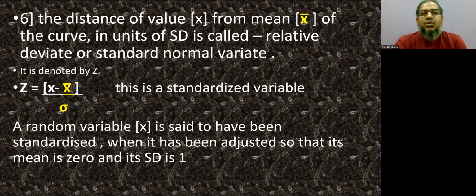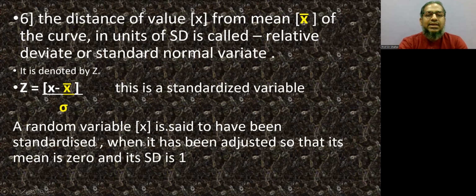The distance of value x from mean x bar in the curve, in units of SD, is called the relative deviate or standard normal variate, and it is denoted by Z. So Z is equal to the deviation of the observation from the mean divided by the standard deviation. This is the standardized variable.